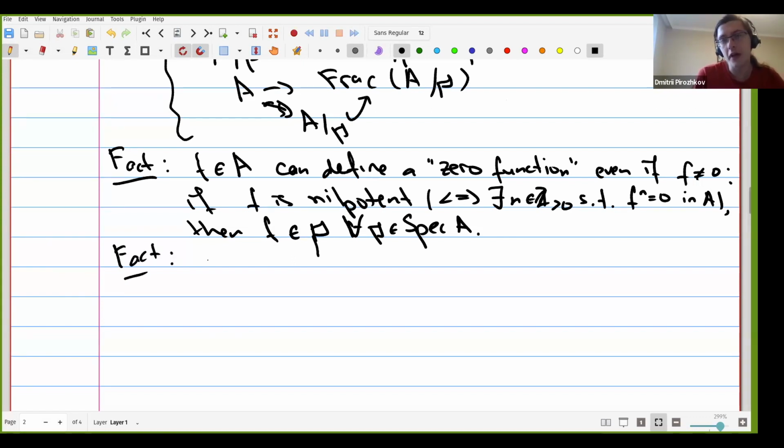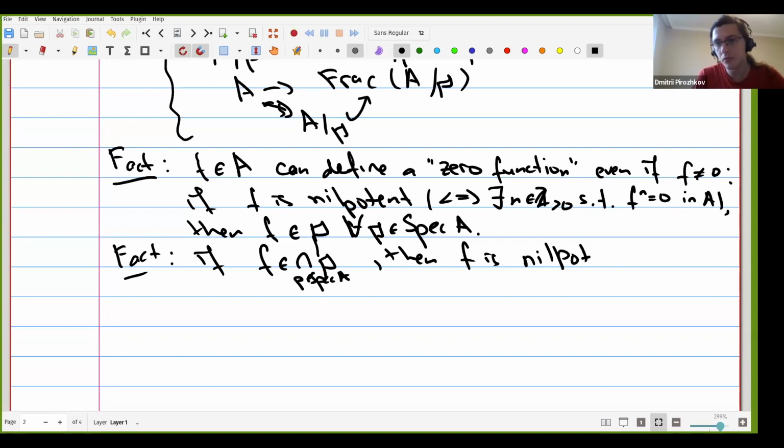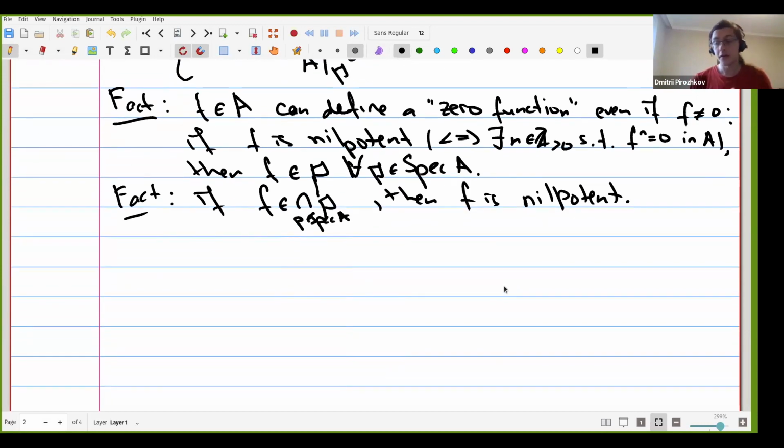Another fact is that this actually is the only option: if f lies in the intersection of all prime ideals, then f is nilpotent. So this is an exercise in commutative algebra, and just for the sake of completeness, let me briefly indicate how it works. Let's prove this.